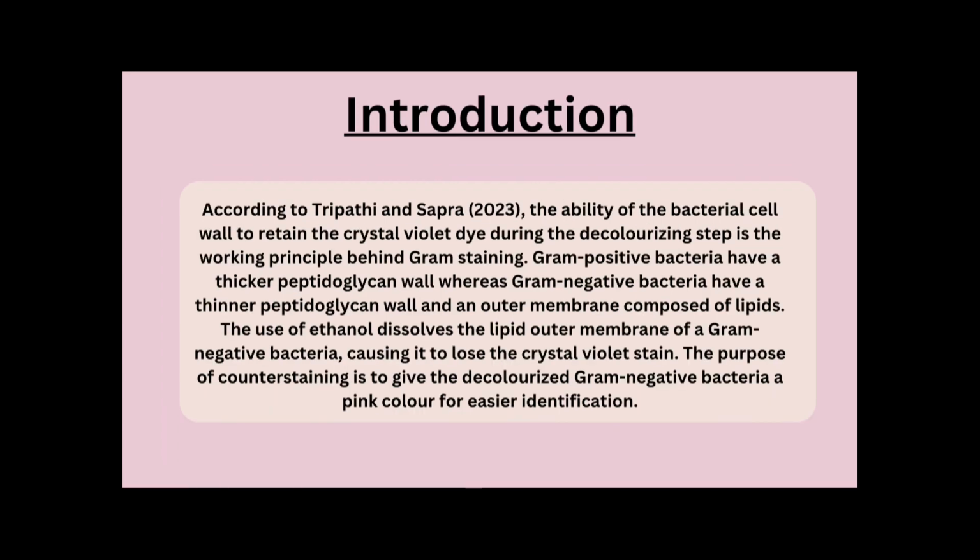According to Tripathi and Sapra, the ability of the bacterial cell wall to retain the crystal violet dye during the decolorizing step is the working principle behind gram staining. Gram-positive bacteria have a thicker peptidoglycan wall, whereas gram-negative bacteria have a thinner peptidoglycan wall and an outer membrane composed of lipids. The use of ethanol dissolves the lipid outer membrane of gram-negative bacteria, causing it to lose the crystal violet stain. The purpose of counterstaining is to give the decolorized gram-negative bacteria a pink color for easier identification.